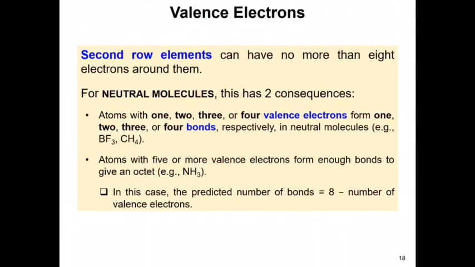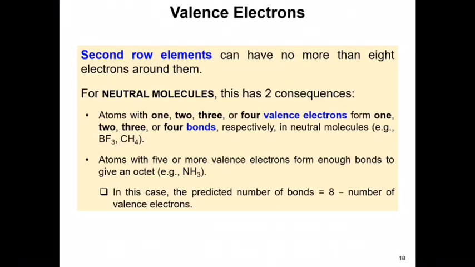So earlier I mentioned that valence electrons are the electrons involved in the formation of bonds or involved in chemical reactions. And the number of valence electrons basically matches the element's group number. So for example, group 1 elements contain 1 valence electron, group 2 elements contain 2 valence electrons, and so on and so forth. Now, atoms containing 1, 2, 3, or 4 valence electrons can only form 1, 2, 3, or 4 bonds respectively in neutral molecules. So meaning elements in group 1 can only form 1 bond. Elements in group 2 containing 2 valence electrons can only form 2 bonds, and so on and so forth.